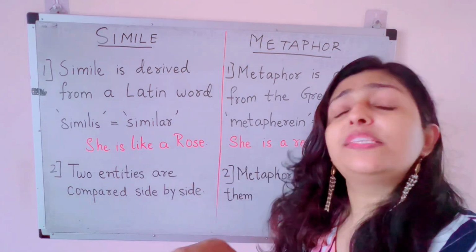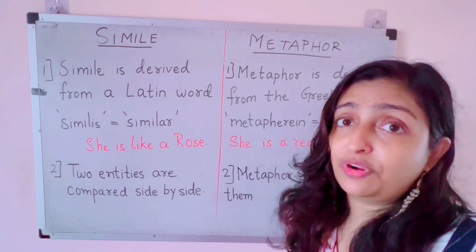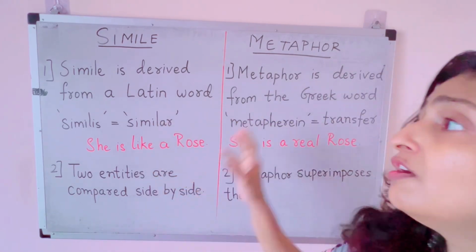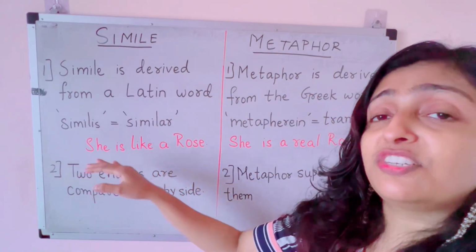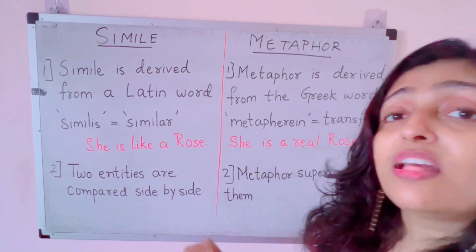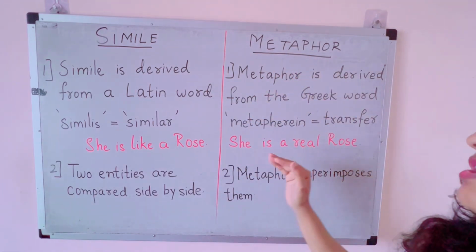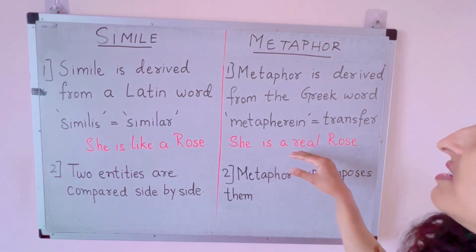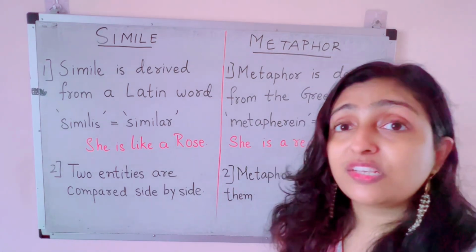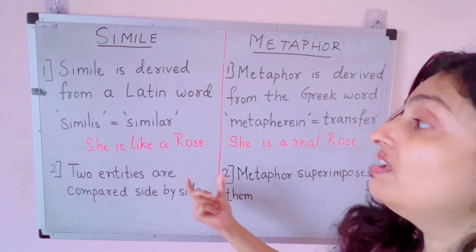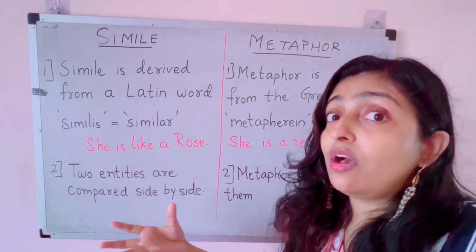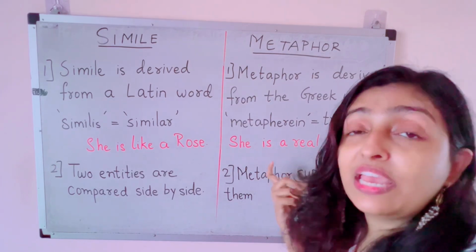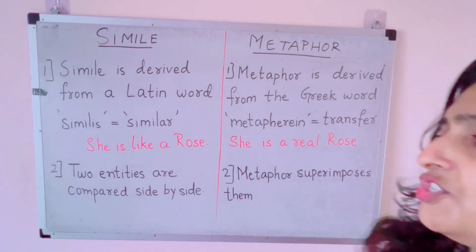Multiple examples would be discussed later, but for better clarity, I hereby take an example. For simile, the example is she is like a rose. The example for metaphor changes to she is a rose. She is a real rose. So you can see the difference here. There is an extra keyword like, which is missing in metaphor. I'll come to that later.